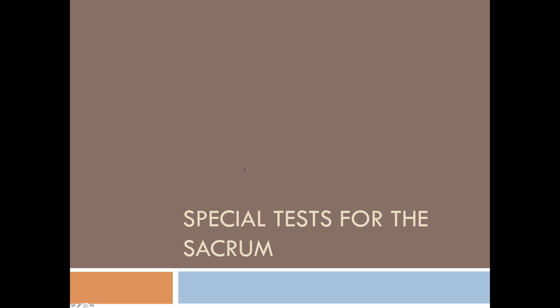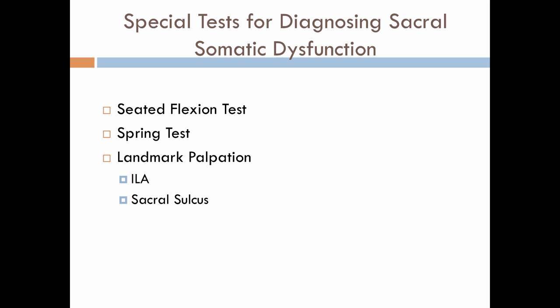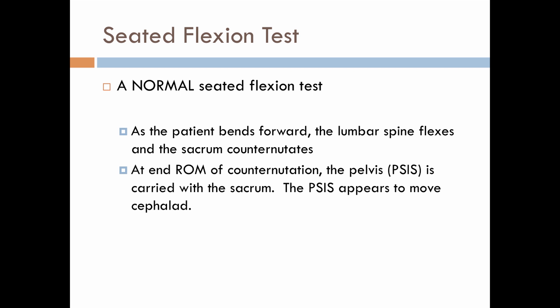So here are some of the ways that we help assess the sacrum and piece together our diagnosis. We'll use the seated flexion test, the spring test, and then we will look at landmark palpation, particularly of the ILAs and the sacral sulci. The seated flexion test is done to suggest sacral dysfunction in regard to the SI joint. So in the seated flexion test, as you will see in the OMM videos, you have your patient seated, and they slowly bend forward, starting at their upper spine and rolling down.